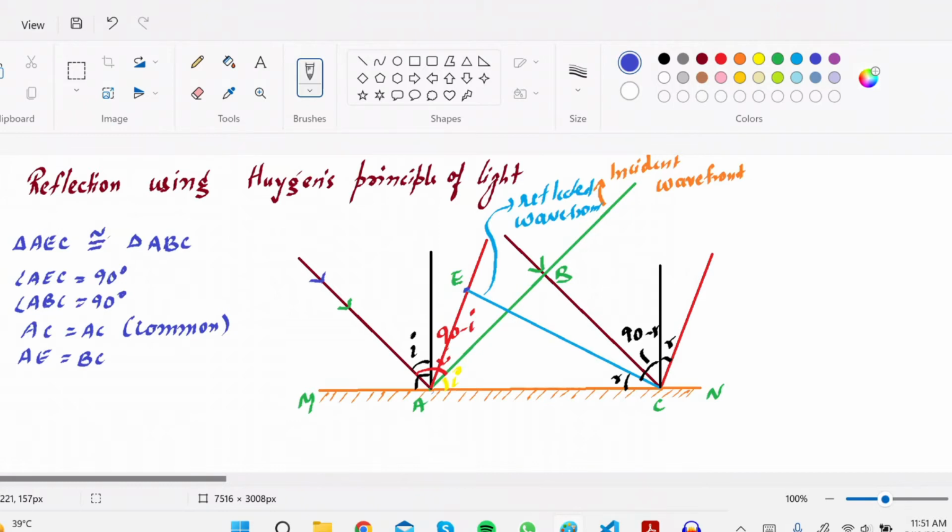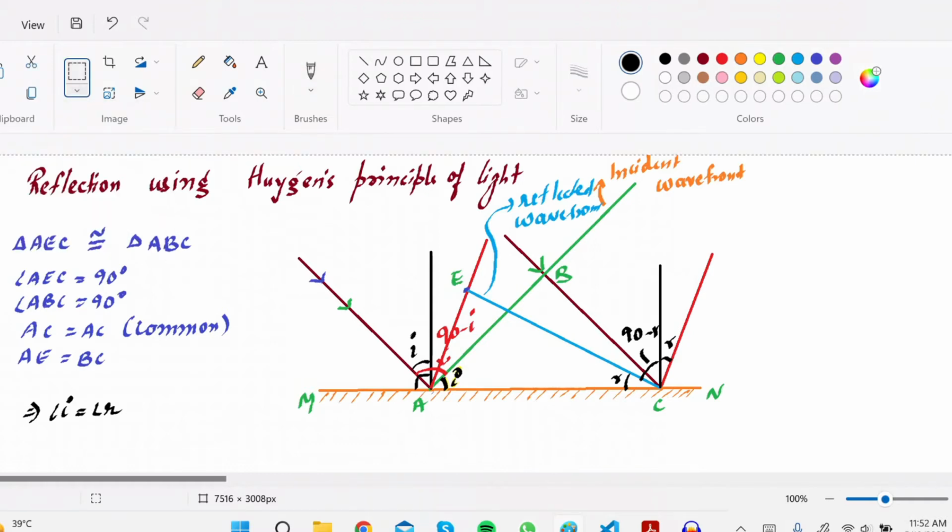So triangle AEC is congruent to triangle ABC, and if they are congruent, then we can say this angle I over here must be equal to angle R. By which theorem? CPCT, corresponding parts of a congruent triangle. And if they are equal, then we have proved the laws of reflection, that angle of incidence must be equal to angle of reflection.